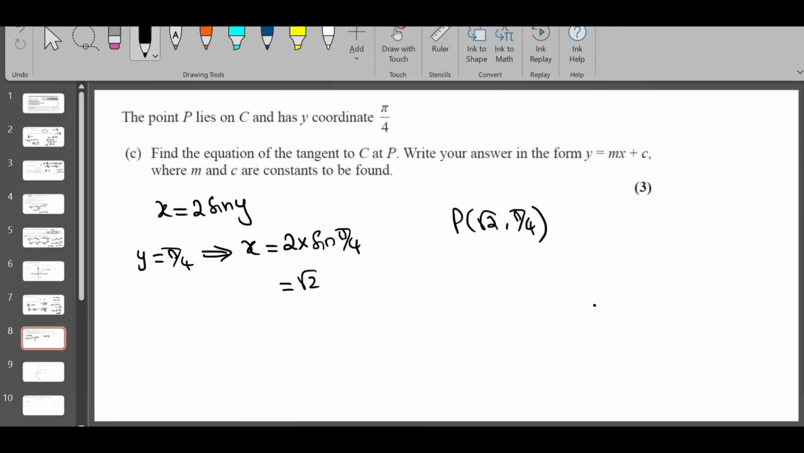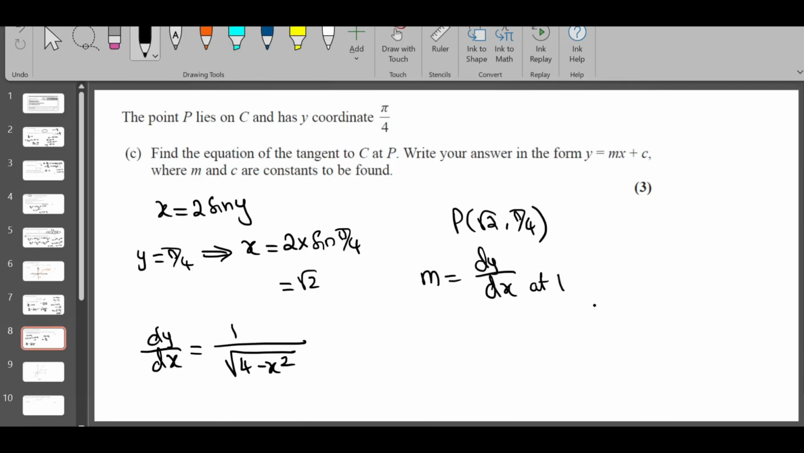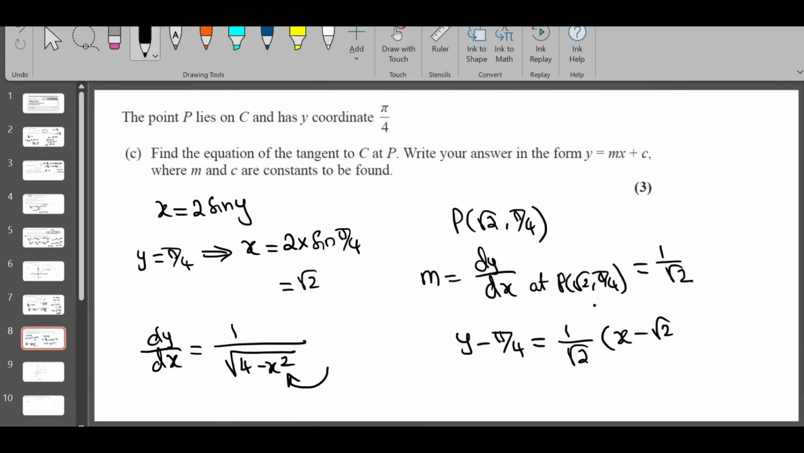And then we need the slope. We have dy over dx, which is 1 over square root of 4 minus x square. So the slope is equal to dy over dx at P, root 2 comma pi over 4. So in dy by dx, replace x by square root of 2 here. Square root of 2 whole square is 2, 4 minus 2 is 2. So 1 over root 2. That's the slope of the tangent. So you can write the equation y minus y1 is equal to slope times x minus x1.